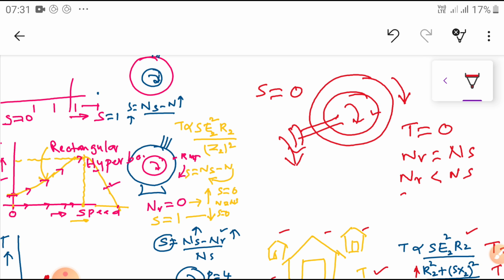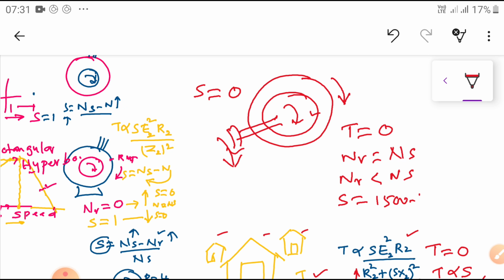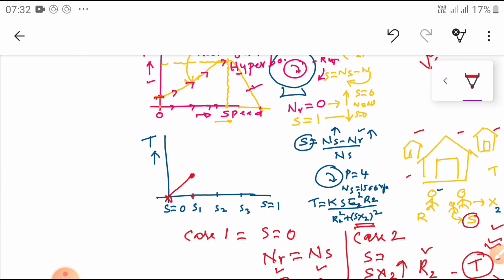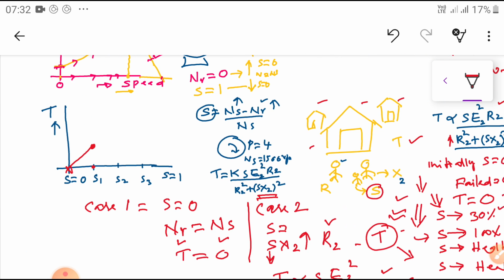Then slip is developed. That slip is very low. For example, 1500 RPM minus 1440. Take NR equal to 1440 due to some small load added. Then S is equal to, what is it? This minus this, divided by this one. So S is very, very low. In this case, S becomes S1.